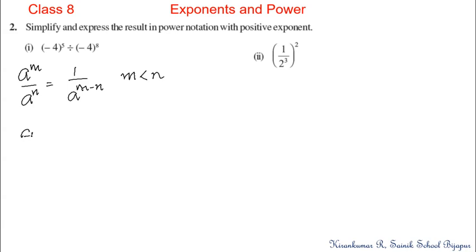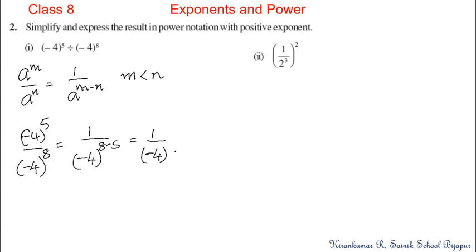So minus 4 to the power 5 upon minus 4 to the power 8, we'll get it as 1 upon minus 4 to the power 8 minus 5. This will be 1 upon minus 4 to the power 3. This is in turn same as 1 by minus 4 whole raised to the power 3. We have to simplify and we need to express the result in power notation with positive exponent. So this is a positive exponent, this is a power notation or exponential form. So this will be the answer.